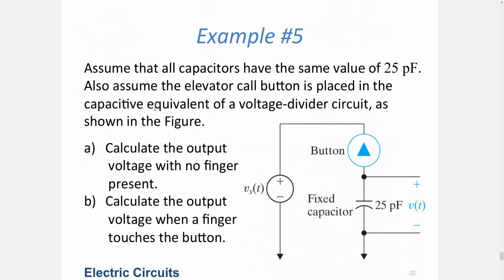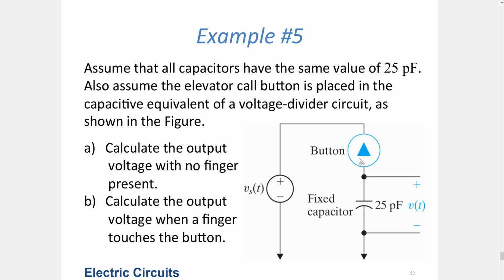Now, when we touch it, we can explore it through an example. Assume that all the capacitors have the same value of 25 picofarads. Also assume that the elevator call button is placed in the capacitive equivalent of a voltage divider circuit as shown in this figure. We have some AC voltage applied, the button, which is some sort of capacitor, and a fixed capacitor. So the voltage will be shared between two capacitors.